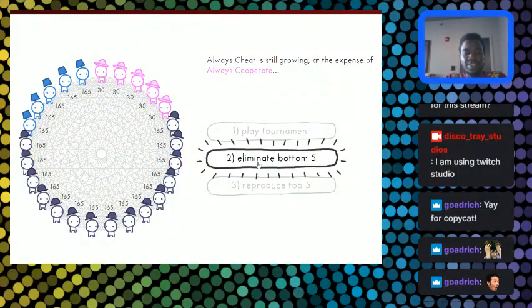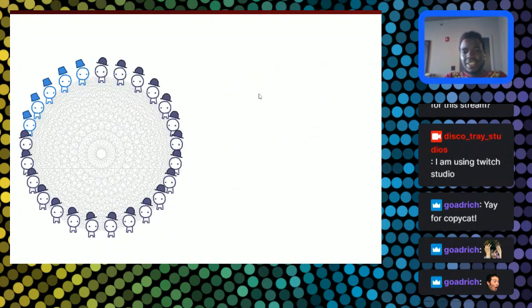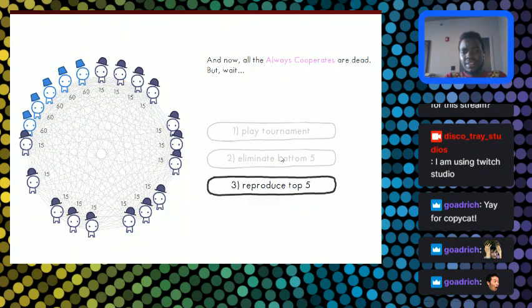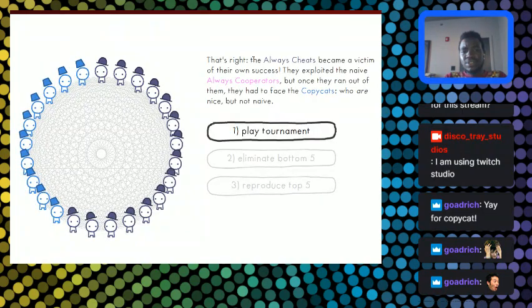Oh no. This guy is cheating, but still winning. I guess here we're trying to maximize the win, so let's see. And now, all the always cooperates are dead. But wait. That's right, the cheaters become a victim of their own success. They exploit the naive always cooperate, but once they ran out of them, they had to face copycat, who are nice, but not naive.